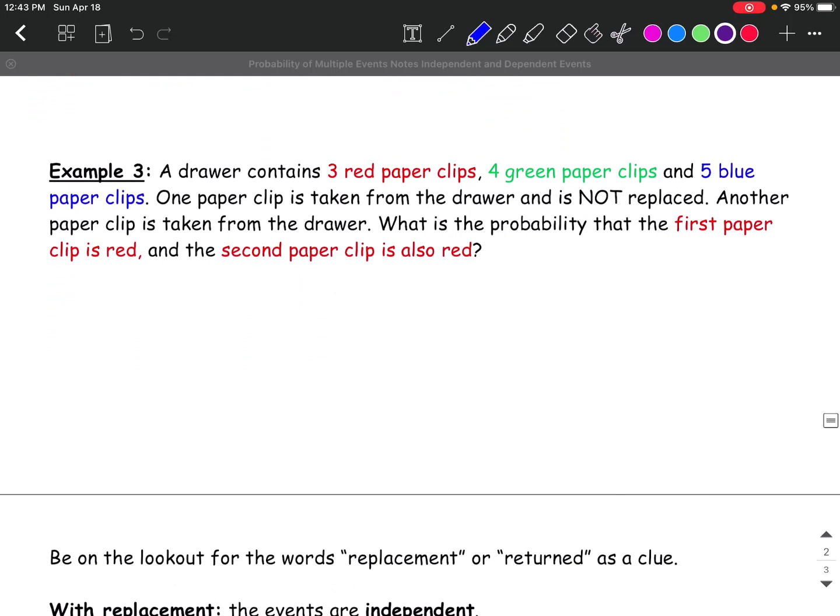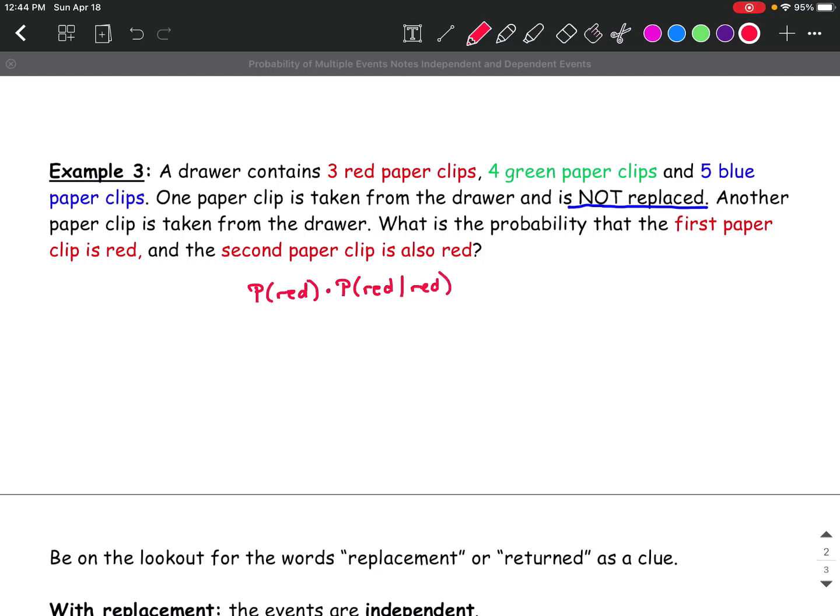Okay, this problem looks very much like what we were just doing. It's the same 3 red paper clips, 4 green paper clips, and 5 blue paper clips. 1 paper clip is taken from the drawer and is not replaced. Another paper clip is taken from the drawer. What is the probability that the first paper clip is red and the second paper clip is also red? So this time we want the probability of getting a red, and so we multiply the probability of getting a red paper clip, given that we already got a red paper clip.